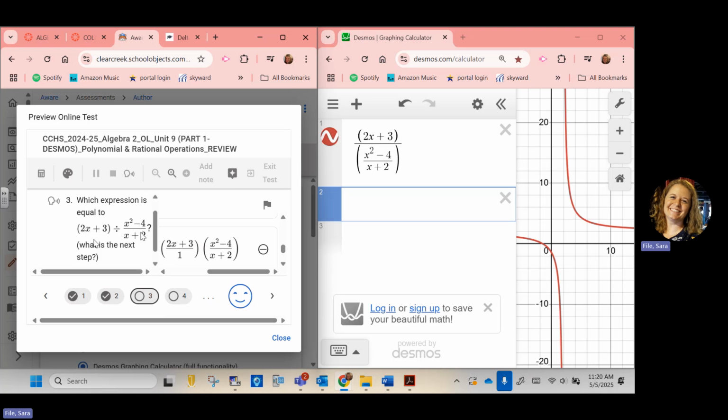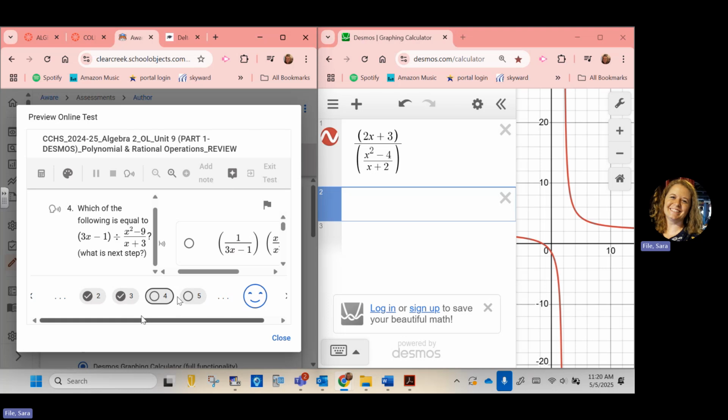Now which one flipped the second expression? That one looks exactly the same as how it was given. So the only thing that changed here was the operation. They forgot to flip this fraction, so that's out. So this is the one that flipped that second fraction. So if you need to type that in and compare it and see that it's the same graph, you can. But if you just remember for division, keep, change, flip, okay, you'll be able to answer that.